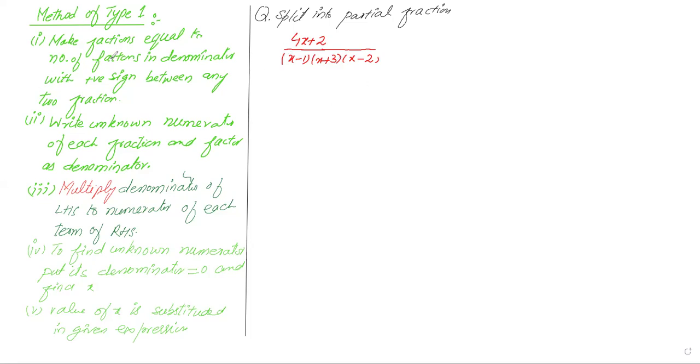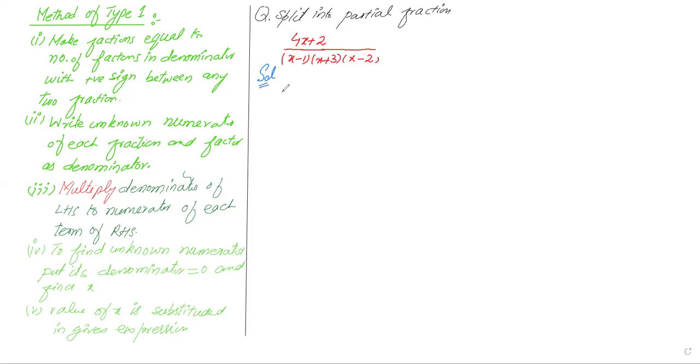What is the first step? Make fraction equal to number of factors in denominator with positive sign between any two fractions. Okay, that's the type 1. All the denominators are linear and different, in other words, non-repeating. So what will you do over here? I will start its solution by taking, suppose, blue color. That is the solution.